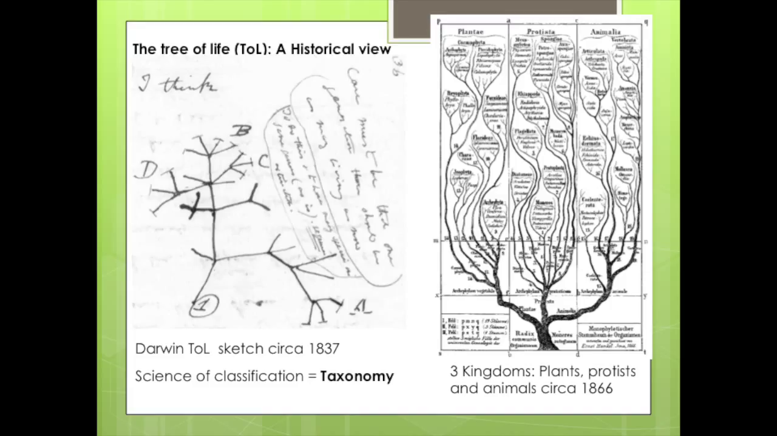Here are early depictions of the Tree of Life, one from Darwin and another based on 3 kingdoms: plants, protists, and animals. To begin with, data was mostly based on the likeness shared between the organisms, i.e. did they look the same, did they have the same morphologies and traits, or share the same biological processes. In biology, this is referred to as the study of taxonomy.